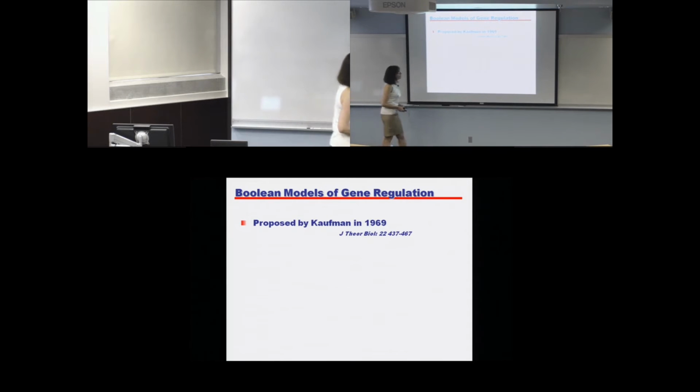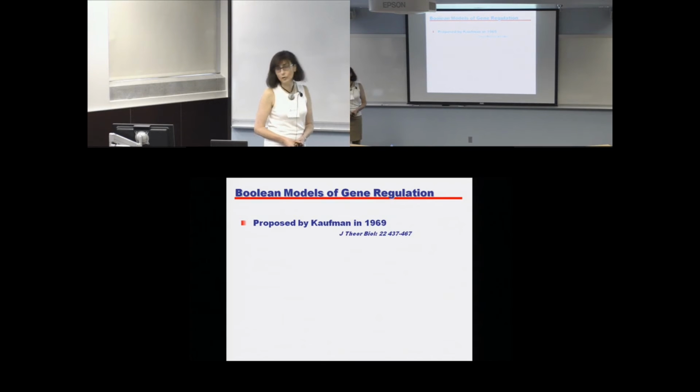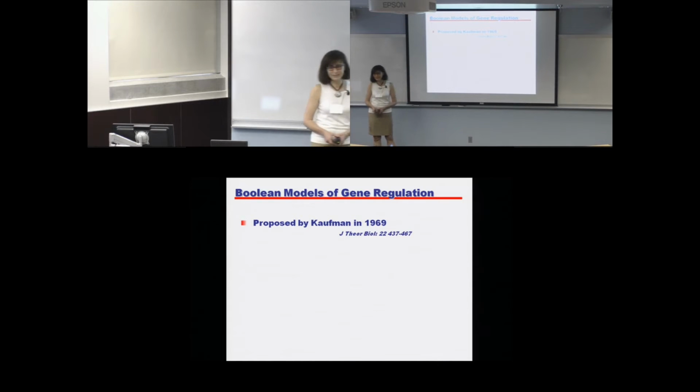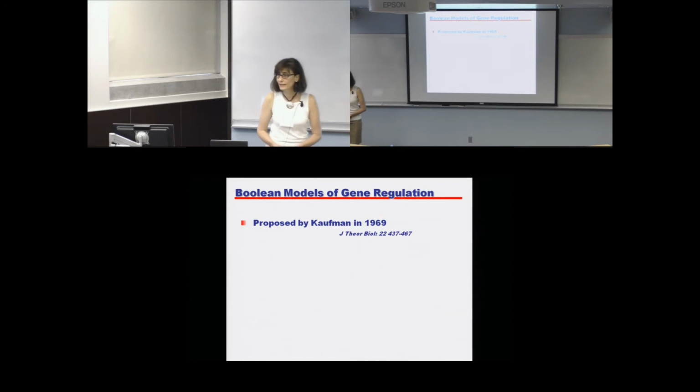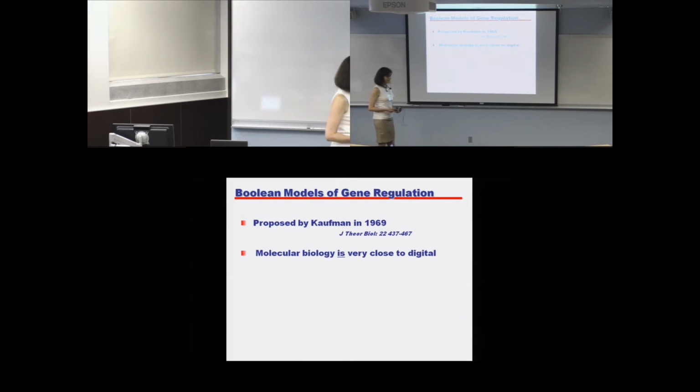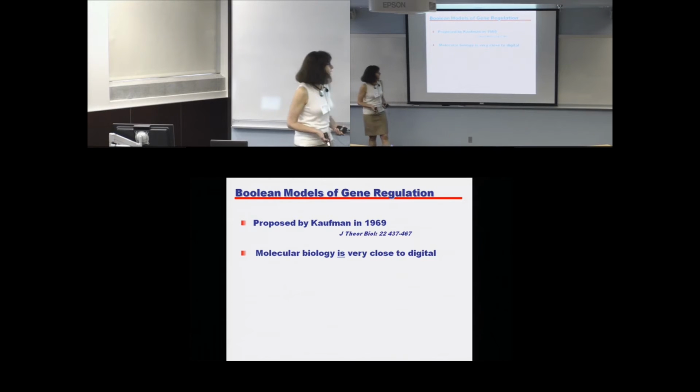Now, using Boolean arithmetic to model biological systems is very old. It was proposed by Kauffman in '69, and at that time, it wasn't really very popular as an idea. So people said, oh, come on, biology is so complex. You can't possibly do it with zeros and ones. Just forget about it.